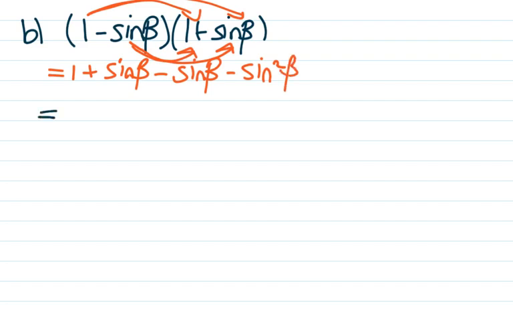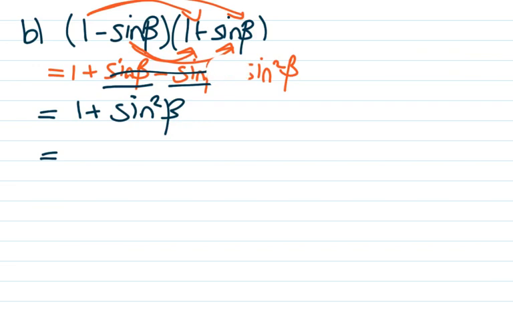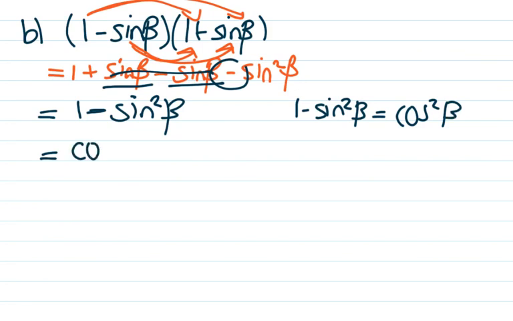All right, sine beta minus sine beta is 0, so those are gone. Now I'm left with 1 plus sine squared beta. Oops. This is a minus sign here, so this should be minus, 1 minus sine squared beta. That is part of the Pythagorean identity, which says 1 minus sine squared beta equals cos squared beta. So this can be simplified to cos squared beta, and that is now simple.